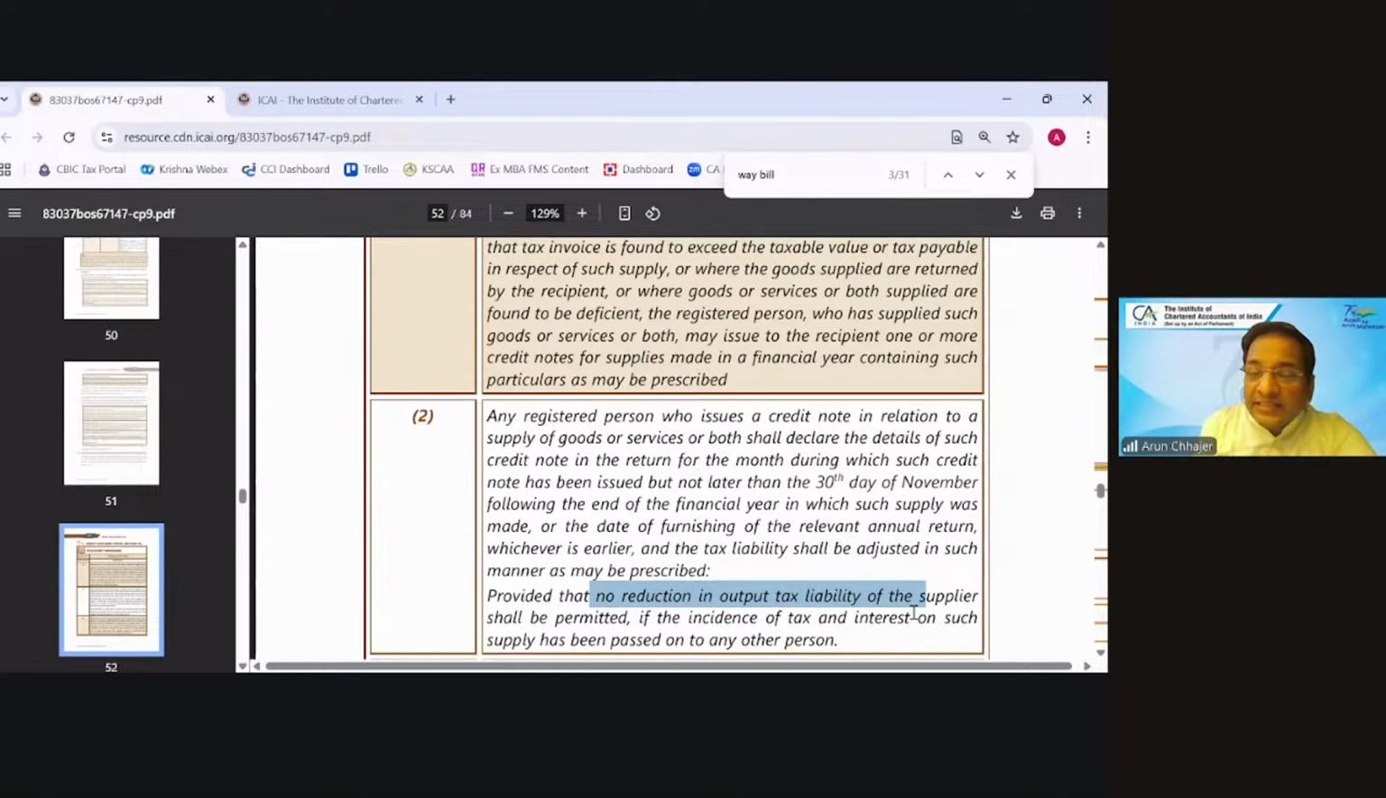Law is very clear. It says if the incidence of the tax has been passed, I have collected the tax from the customer, then I cannot reduce my liability. I can reduce my liability only if the incidence has not been passed. How will the incidence not be passed? He, being a recipient, needs to reverse the input tax credit.